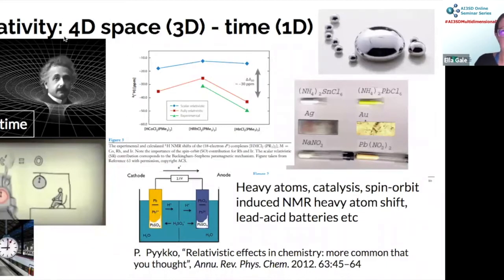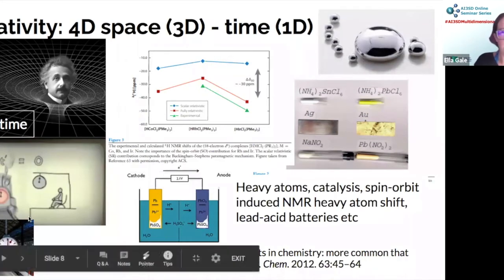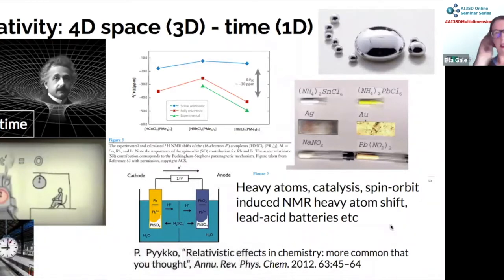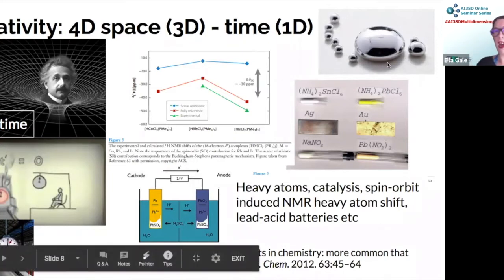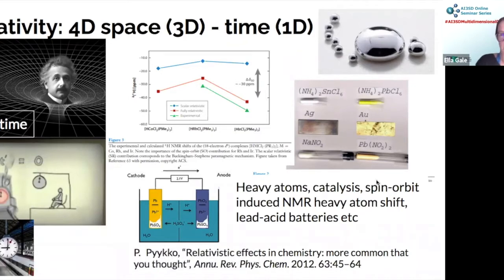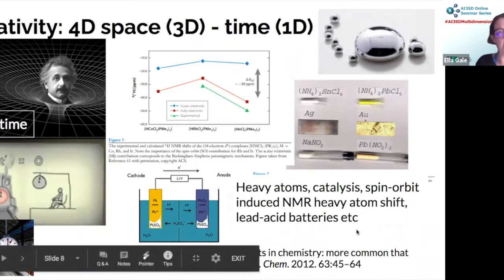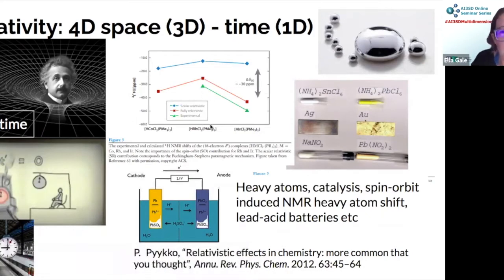And this is probably what you all expected me to start with, which was four-dimensional space of relativity, which is space-time, which sounds like, yeah, this is largely to do with physics, and I'm not sure how many people realize how much this comes into chemistry. For example, the color of gold and the liquid nature of mercury are related to relativistic effects. But it's also to do with how good lead acid batteries work, and it comes in NMR, in spin orbit coupling corrections for heavy atoms in NMR. So this isn't completely alien to us.